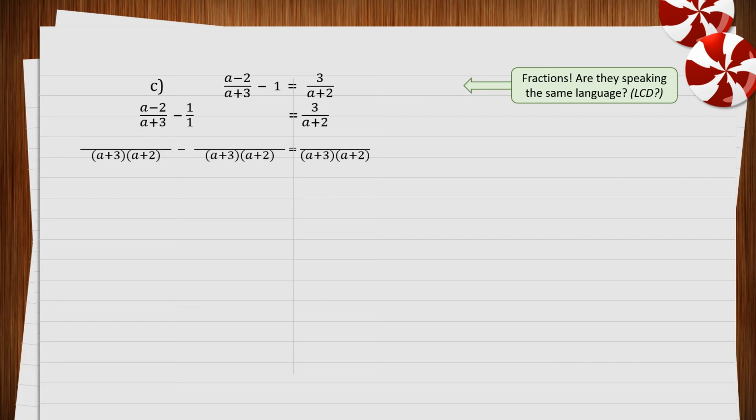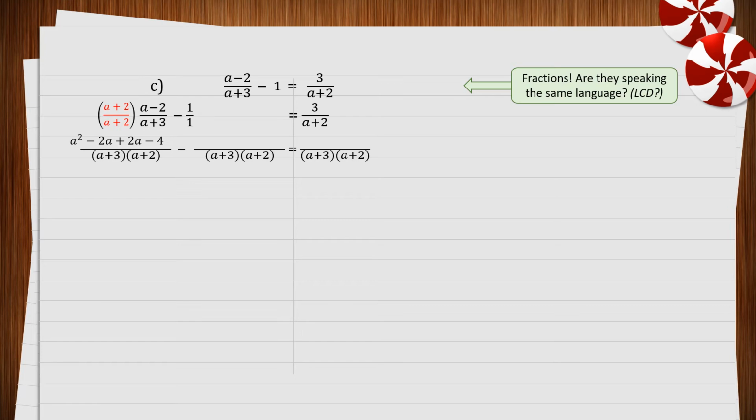Hopefully you found the LCD for all three fractions to be made up of a plus 3 and a plus 2. We now need to multiply each fraction so that it can be written in the equivalent form. The first fraction currently has a denominator of a plus 3, so we must multiply it by a plus 2. That means in the top you have the binomial a plus 2 times a minus 2. You will need to multiply those, and you will get a squared minus 2a plus 2a minus 4.